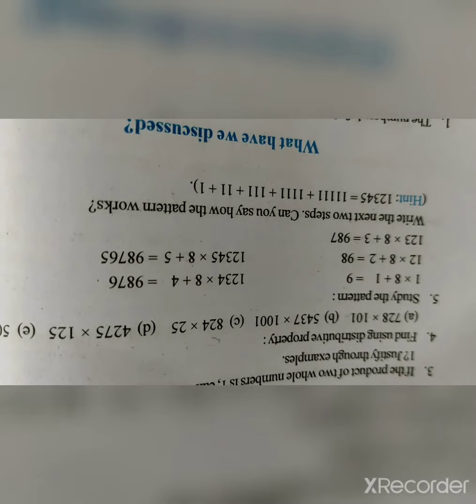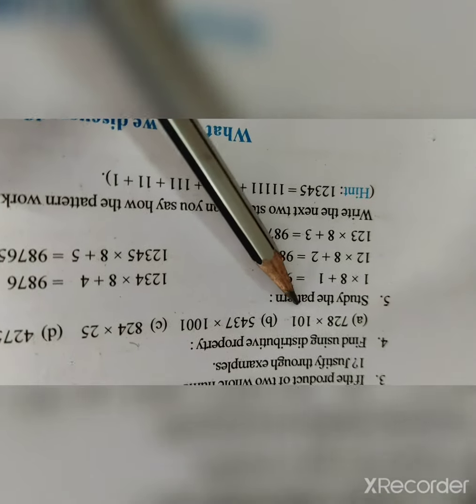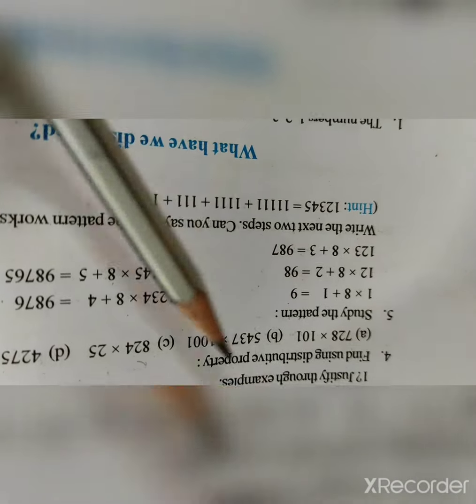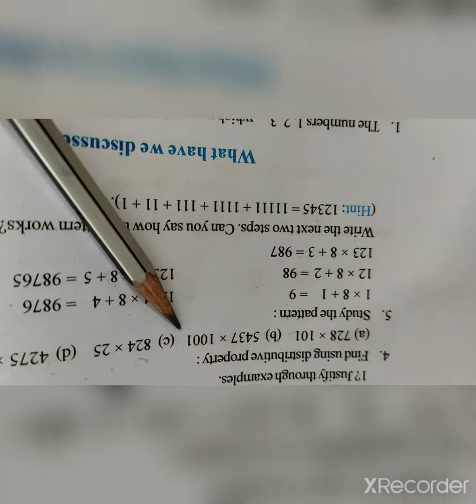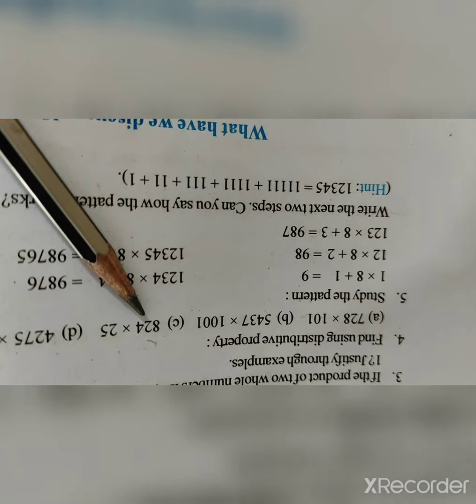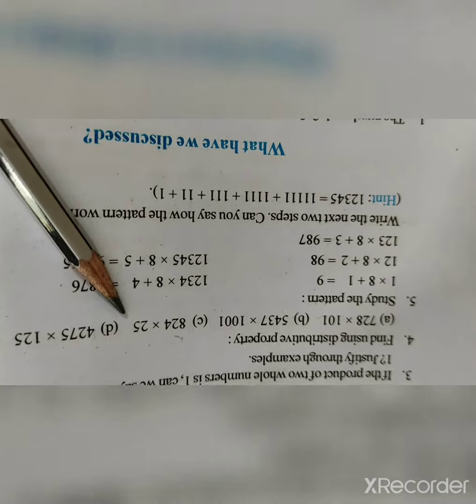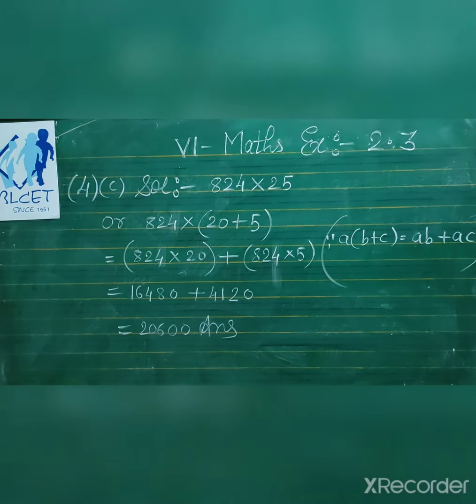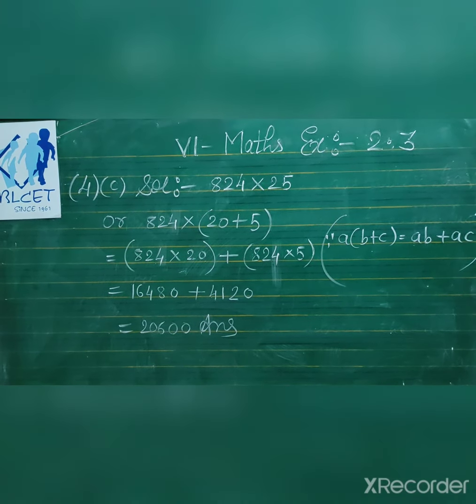Now find using distributive property 728 into 101. So 100 plus 1, already I explained. You can solve 1000 plus 1. 824 into 25, I am explaining. Now see here, 824 into 25.